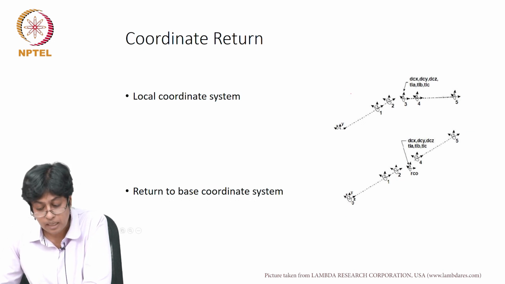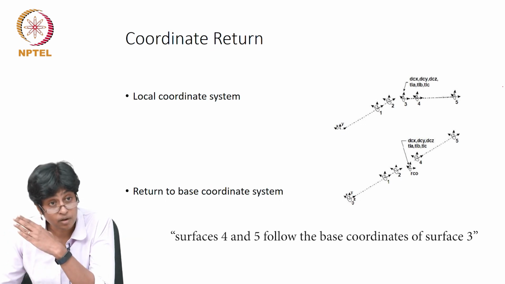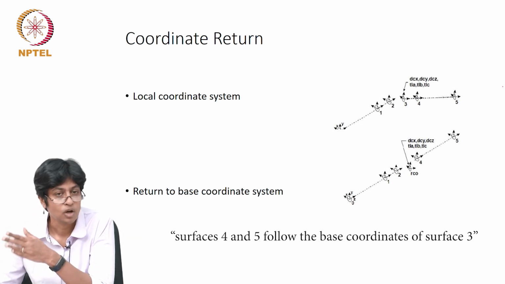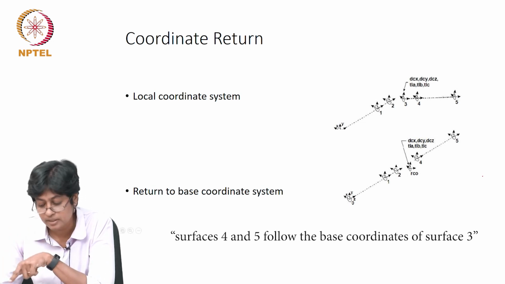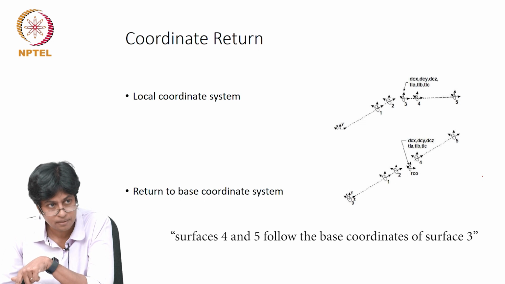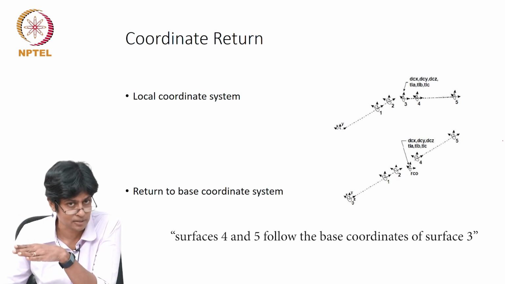In the upper figure, no return to coordinate has been done. So the surfaces 4 and 5 follow the original coordinate system of surface 3. In the lower figure, a return to coordinates, that's the RCO command, has been carried out, and therefore surfaces 4 and 5, they are along the original optic axis.